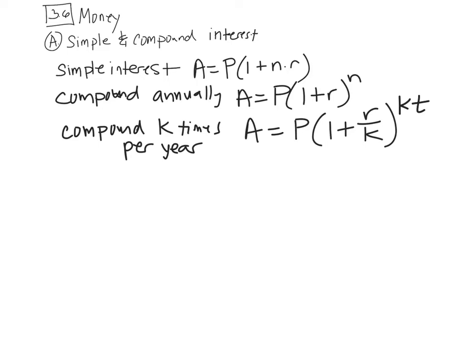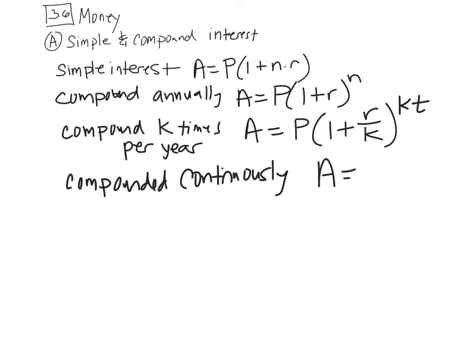And then finally, the last one is compounded continuously. Sometimes we abbreviate that as CC. Does anyone remember what that one was? PERT. Oh, PERT. Yeah, A equals P e to the RT. Okay, so we went from simple to infinite, just like that. And you have to know which one to use. Okay, so let's go ahead and talk about what each variable is.